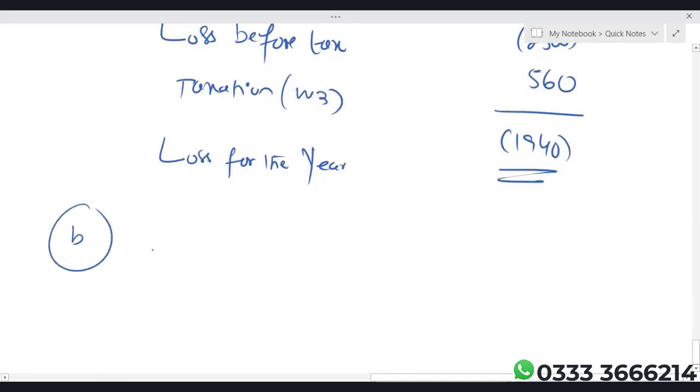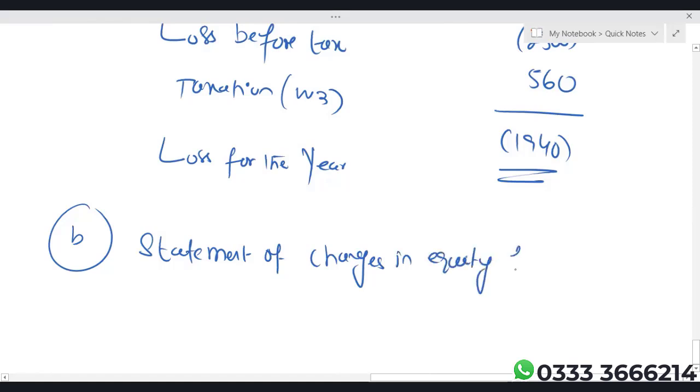B, statement of changes in equity, for the year ended December X5.